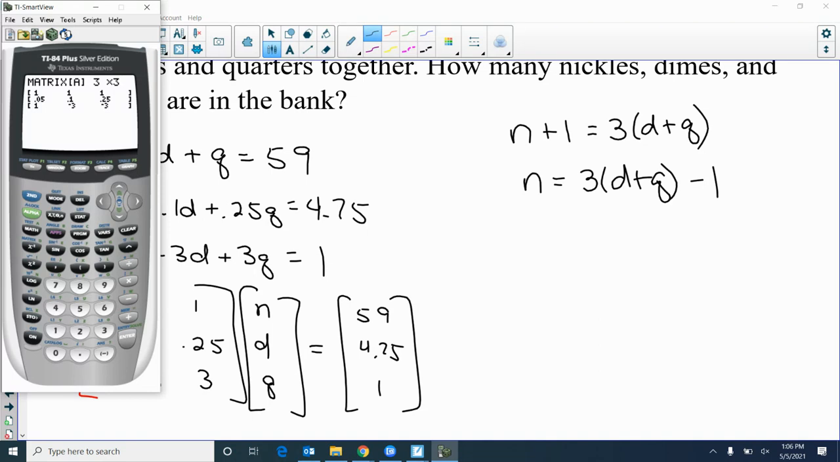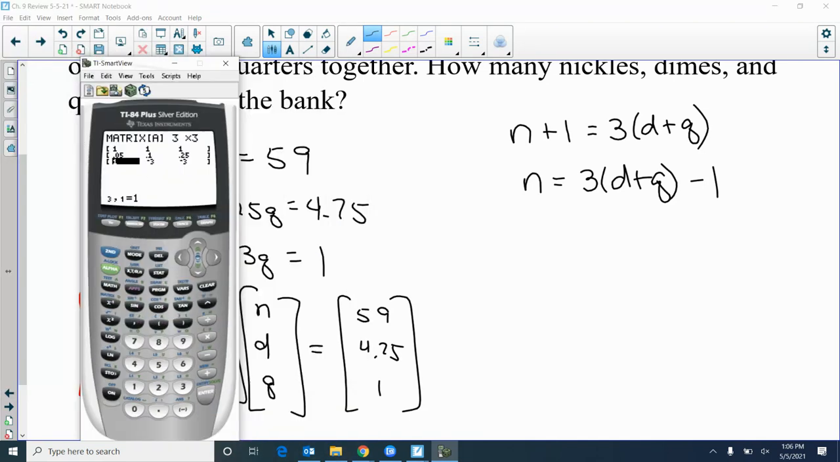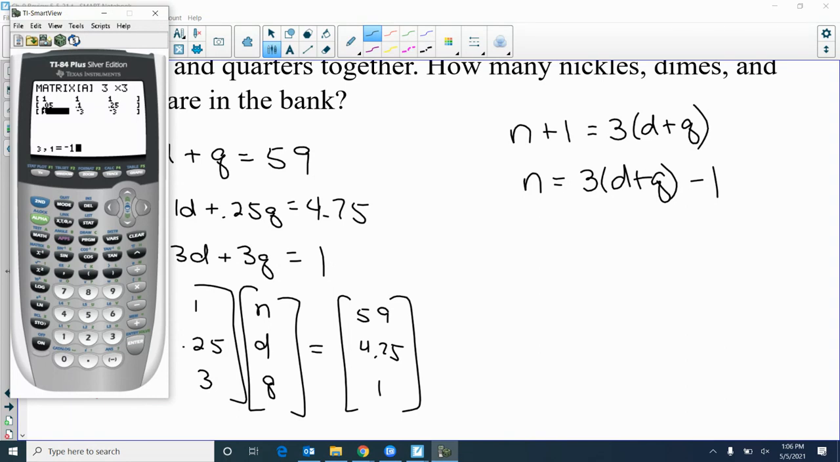All right, now I got 1, 1, 1, 0.05, 0.1, 0.25. But I got, let's see, 1, -3, -3, because in the other class I did it differently. So I'm gonna switch it around and put -1, 3, 3. And so I gotta switch matrix B, 59, 475, and I need to make this a +1.